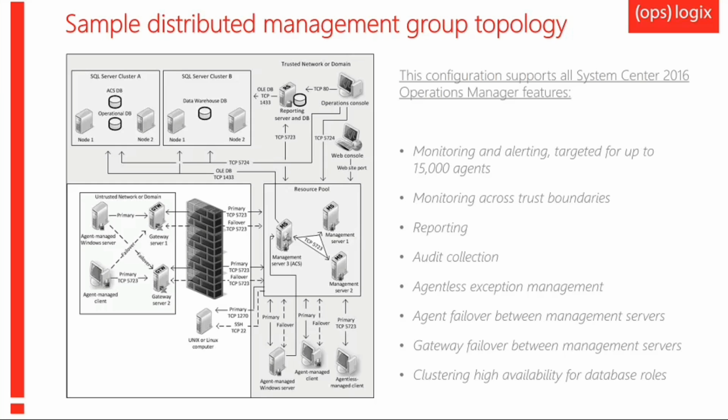There's a couple of management servers that are pooled together in what we call a resource pool. There are agents, so Windows Server and of course the Linux agents, but there might also be agentless clients. And there's a big firewall, and on the left you see an untrusted domain where we're using gateway servers that are also available in a failover state so that you can connect all the machines that are not part of your domain where Operations Manager runs.